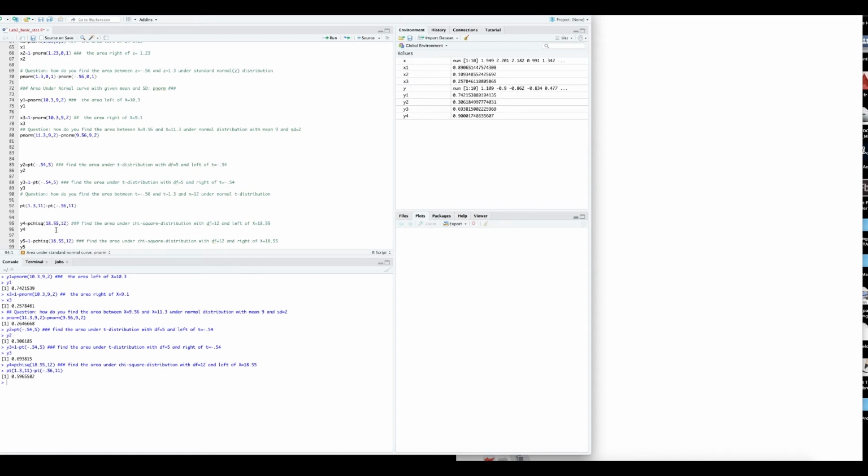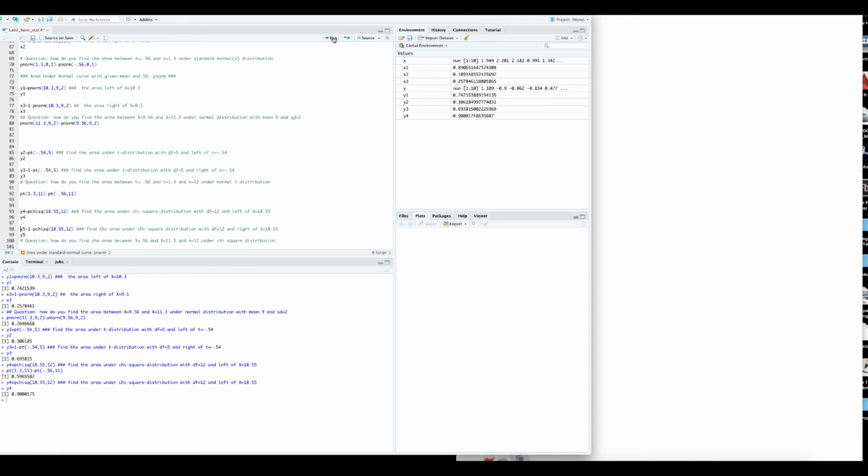The next is we want to do the area under the chi-square distribution. This also finds the area left of a number, under the chi-square distribution with given degrees of freedom. Again, to find the area under a chi-square distribution, you do p chi-square, then the number that you want to find the area left of, and then the degrees of freedom. If you do that, it will give you the area under the chi-square distribution.